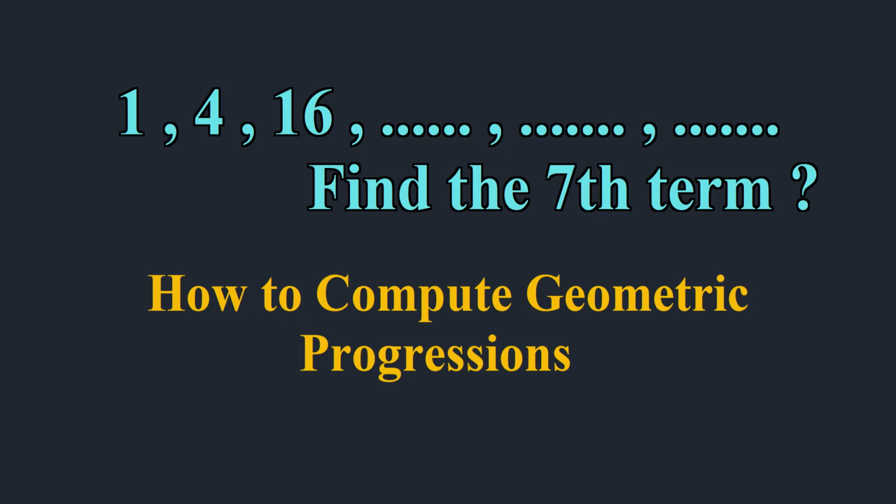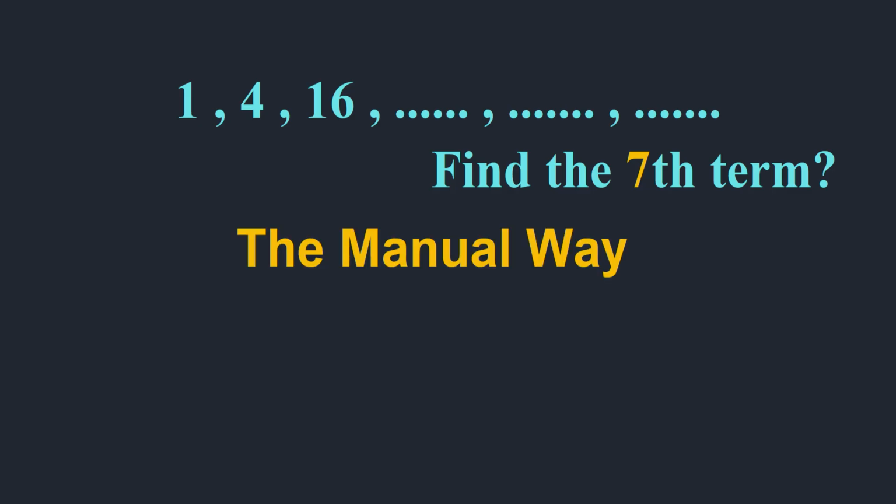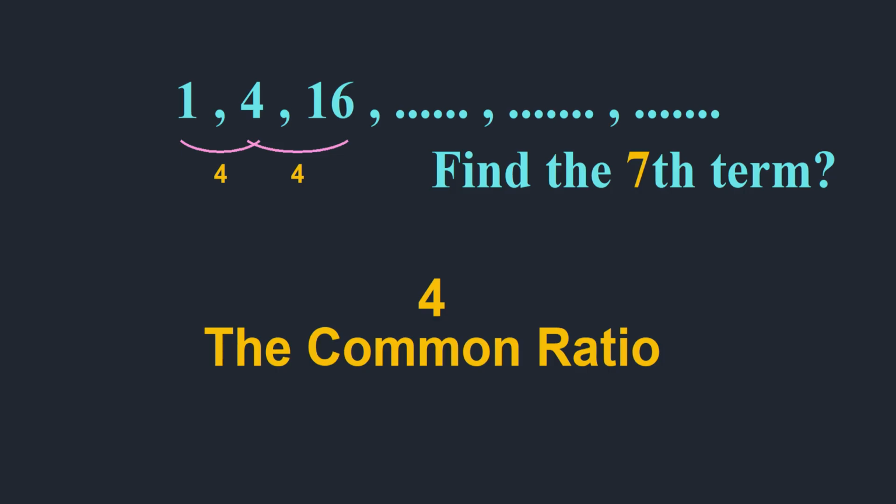In this bonus episode, you have a sequence 1, 4, 16 and we wanted to find the 7th term. And today I am showing you the two best ways to solve this. First method is the manual way. This method is perfect for short sequences. As you can see, we found that each term is multiplied by 4. This 4 is what we call our common ratio.